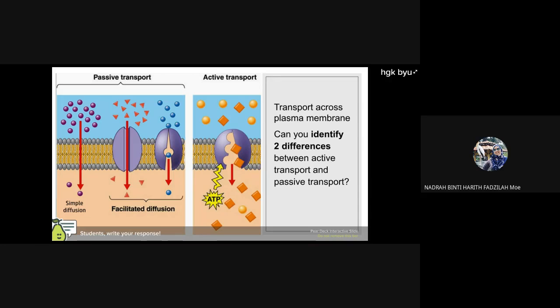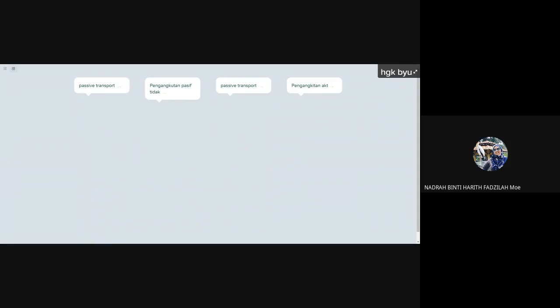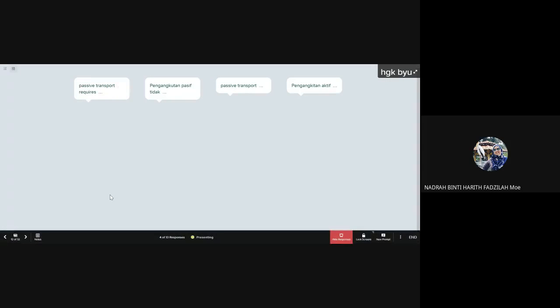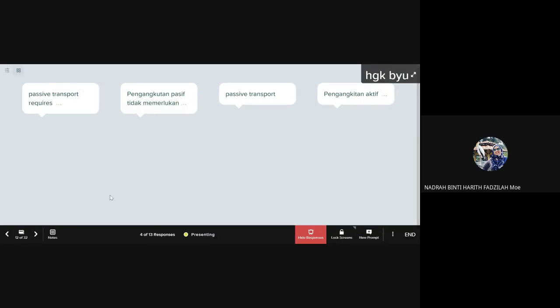Boleh tulis respons. Kamu boleh mulakan dengan pengangkutan pasif ada apa, manakala pengangkutan aktif apa, passive transport bla bla bla, whereas in active transport bla bla bla. That is how we write comparison atau differences. Okay, based on the diagram.